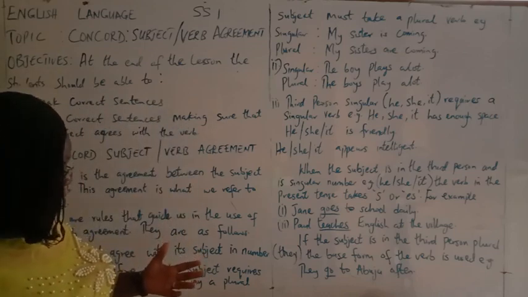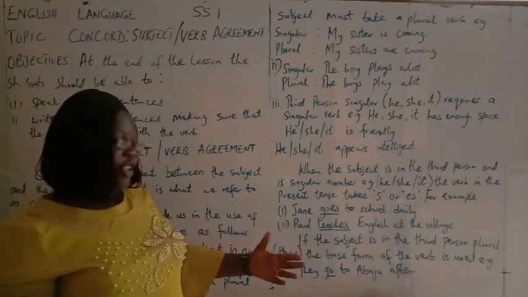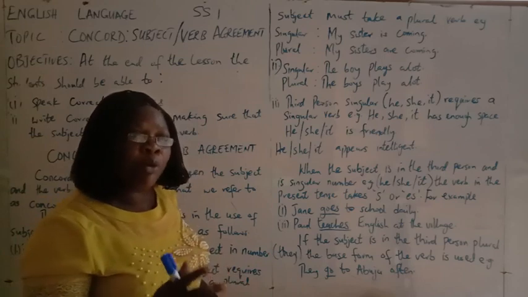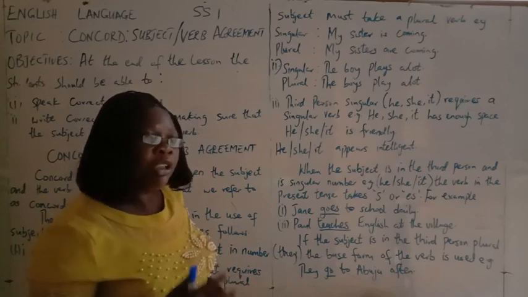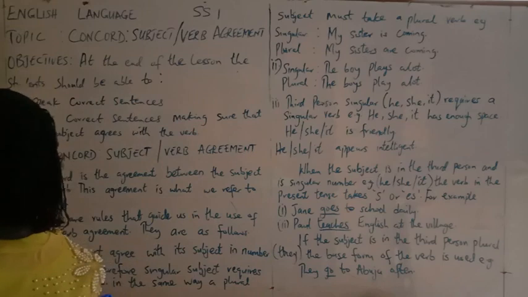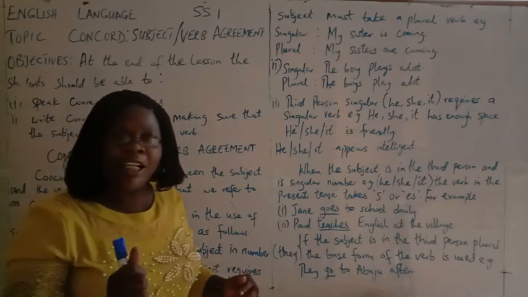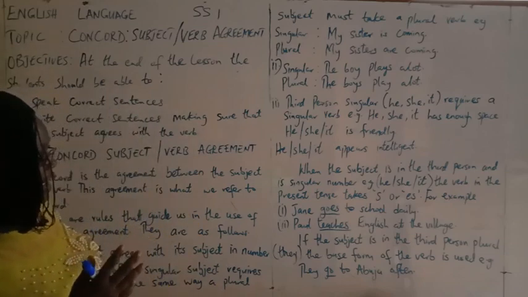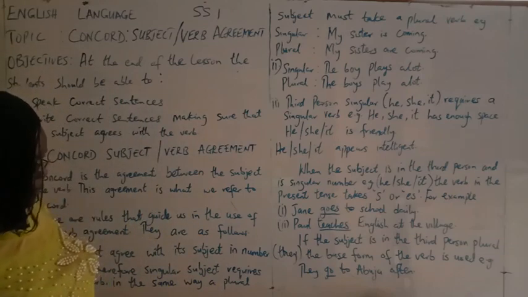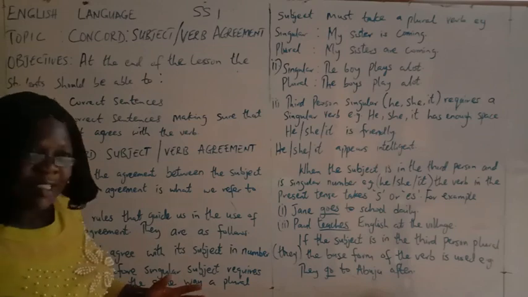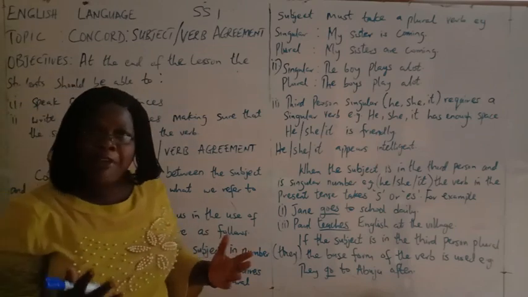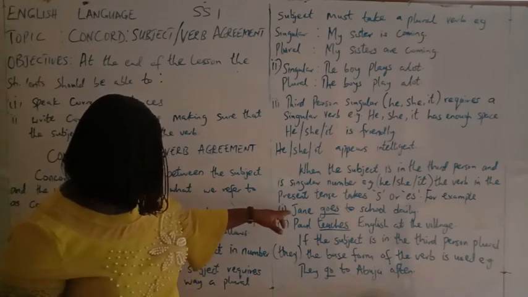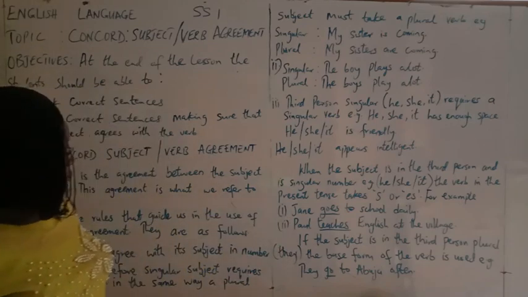More examples. Jane goes to school every day. Jane is singular, so it has to go with a singular verb. Goes, not go. Jane goes to school every day. Paul teaches English language in the village. What am I saying here? Teaches and goes are singular verbs to correspond with the singular subjects, Jane and Paul.